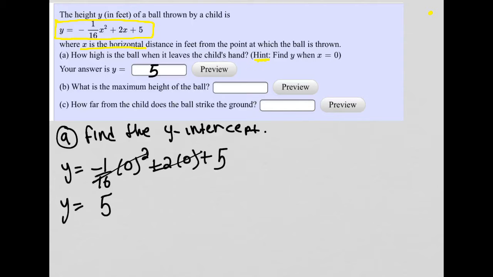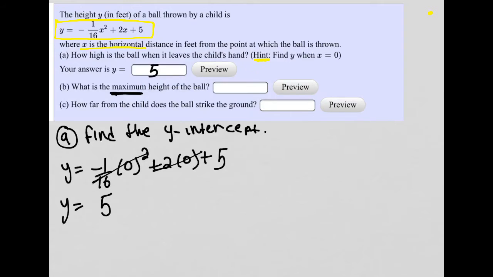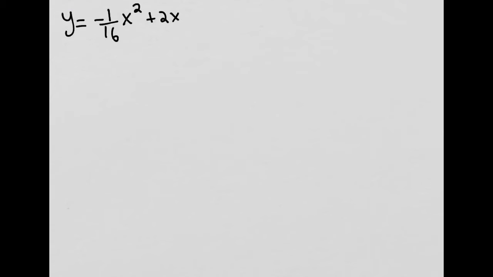Perfect. Now, part B wants us to find the maximum height of the ball. When you're thinking about maximum, you're looking for the vertex. So, part B wants us to find the vertex. For the vertex, I think we should write it on a different page. So my equation is y equals negative 1 over 16 x squared plus 2x plus 5. So I'm going to find the vertex.